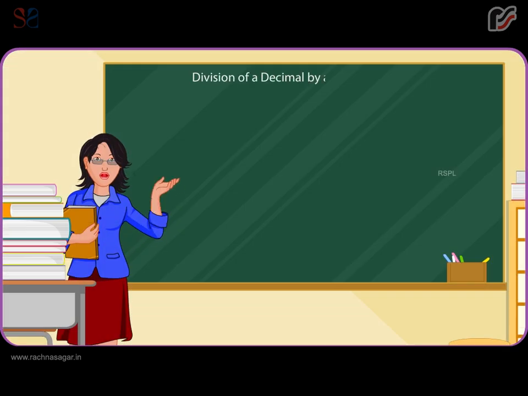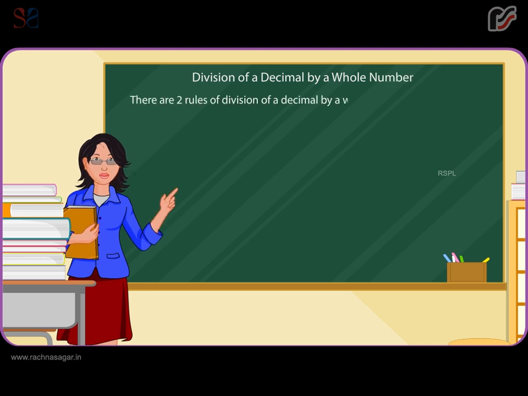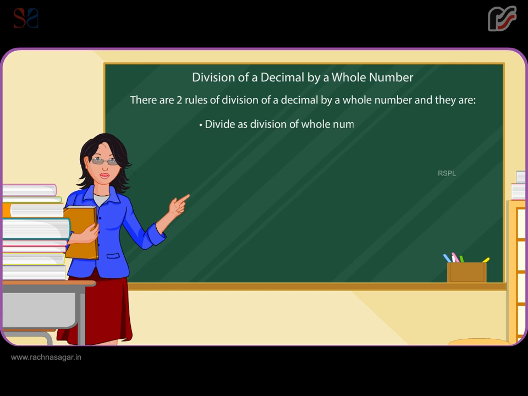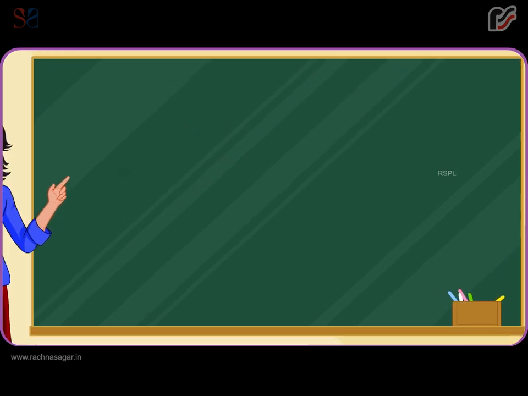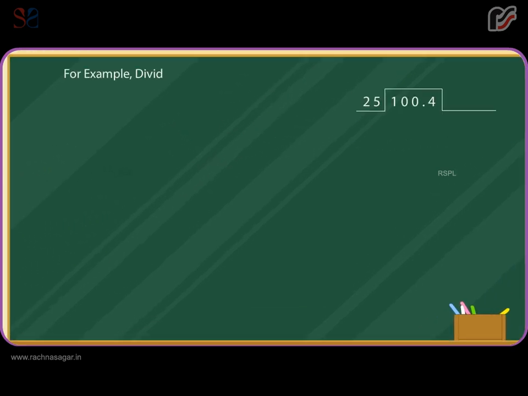Division of decimal fractions. Division of a decimal by a whole number. There are two rules of division of a decimal by a whole number, and they are: divide as division of whole numbers. When you reach the 10th digit, place the decimal point in the quotient. For example, divide 100.4 by 25.